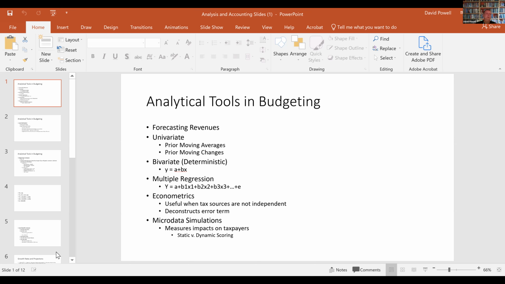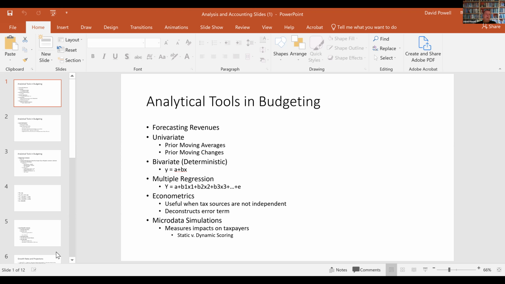For prior moving averages, you typically take the last 3 years of revenue and take the average of those 3 numbers, and that average then becomes your forecast for next year's revenue. So you add up the last 3 years, divide by 3, and that average becomes your forecast for next year. Very simple, very quick, it takes a couple of seconds.